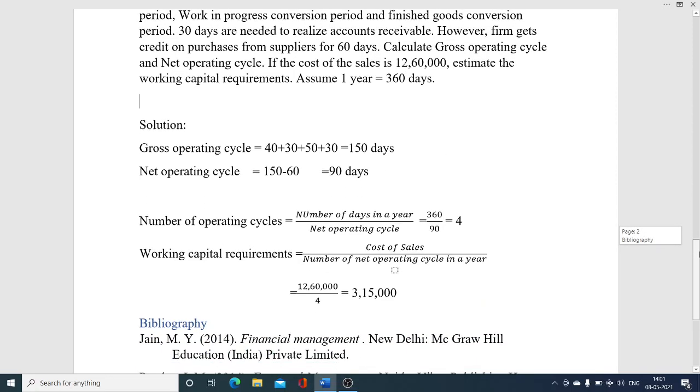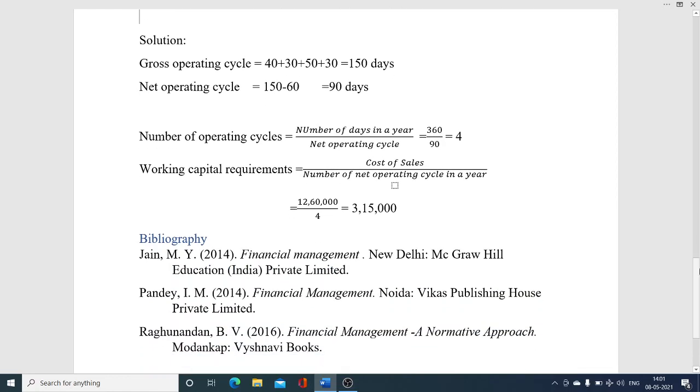After finding the net operating cycle, we have to find the number of net operating cycles. Number of net operating cycles is equal to number of days in a year divided by the net operating cycle. In a year, how many times does our cash get converted back into cash? That is the meaning of the number of net operating cycles. In a year, we take the number of days as 360 divided by 90, which is equal to 4. That is, 4 times our cash gets converted back into cash. 90 days are required for one conversion, so again another 90 days, again 90 days and again 90 days. So it becomes 360 days, isn't it? So 360 divided by 90 is equal to 4.